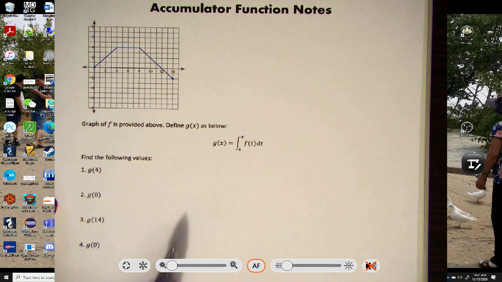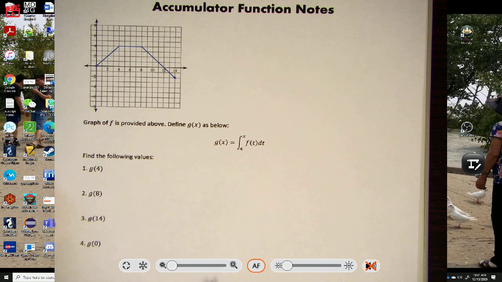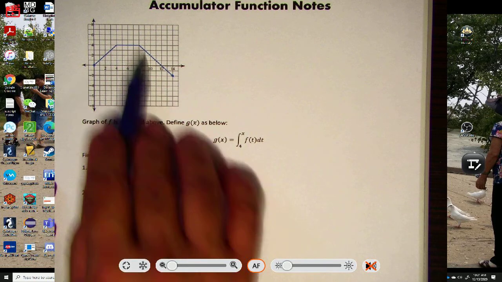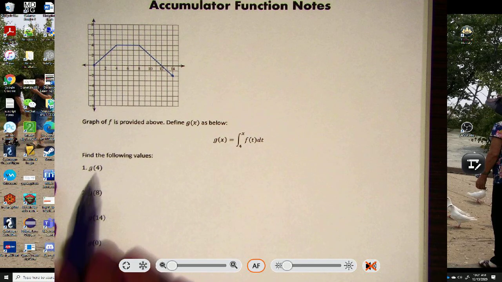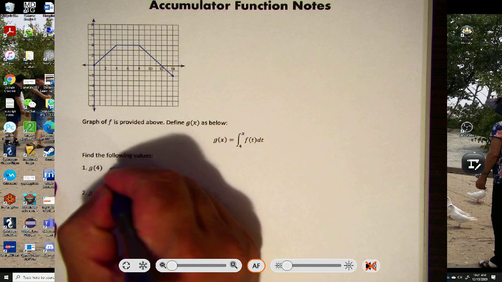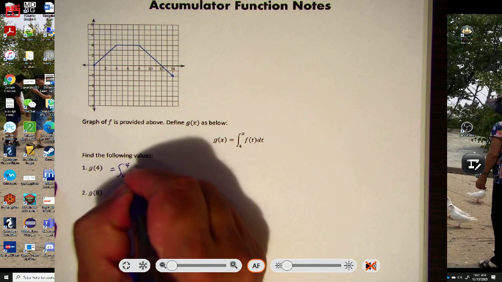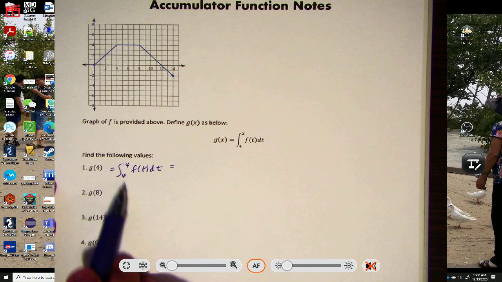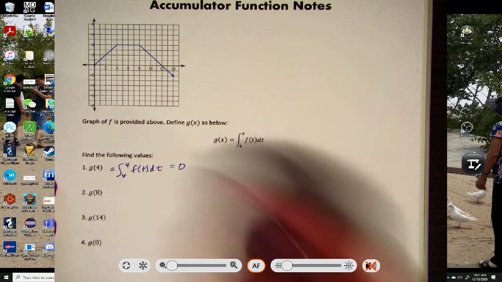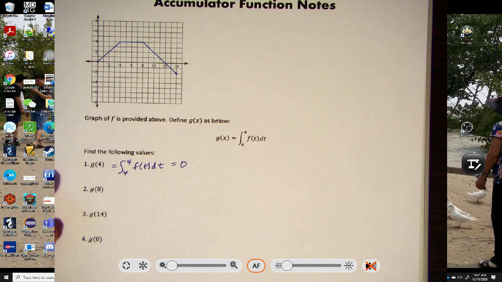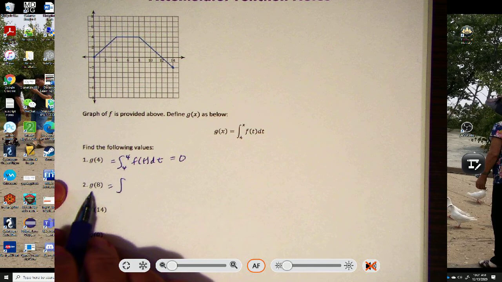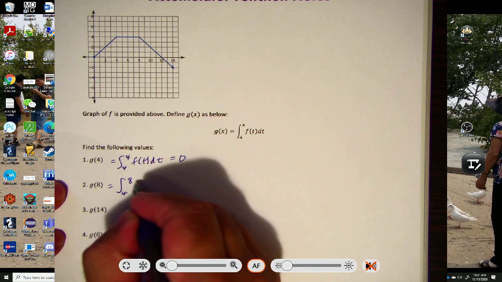Let's just dive into it. Keep in mind that this is an area. This is going to find the area of this graph. So g of 4 will be the integral from 4 to 4 of f of t. Whenever you have an integral and the limits are the same, it's just 0. So it acts normal. There's nothing special about these accumulator functions. And g of 8 will be the integral from 4 to 8 of f of t dt.